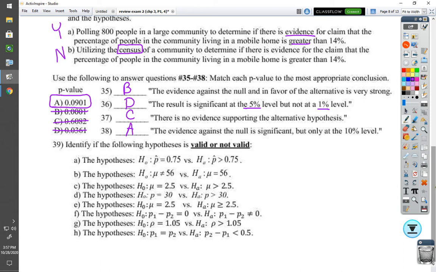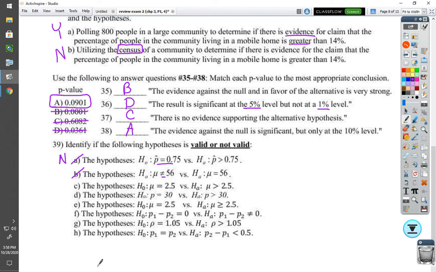Identify the following hypotheses as valid or invalid. The first hypothesis, first of all, not valid. Why not? Because it uses statistic data instead of mu data. It would have to have p-value is equal. Letter B, the hypothesis is mu does not equal. It never starts with does not equal.